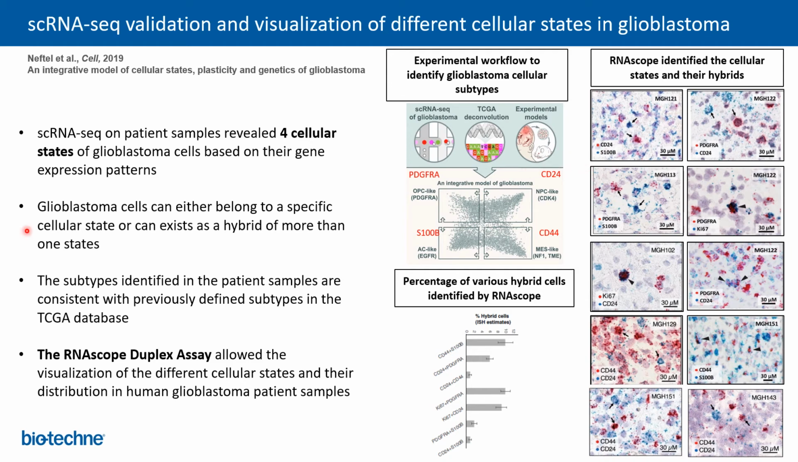Now, when they decided to validate and visualize these different cellular states in situ, they used a combination of these markers and used the RNAscope duplex assay to visualize these cellular states. Interestingly, what they observed was some of these glioblastoma cells expressed 2 or more than 2 of these markers, indicating that some cells do not exist as a single cellular state, but exist as a hybrid state, exhibiting characteristics of more than one cellular state in these glioblastoma cells.